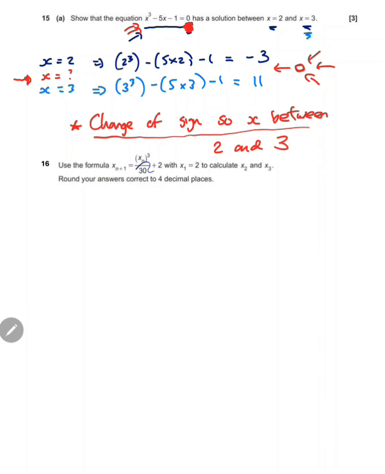Question 16, some more iteration to do, but this is actually going on to do the iteration, not just showing a solution exists. What we've got is these horrible formulas, but they're just showing you that the next thing that you're interested in is based on the current thing. That's all it's saying. Ignore those little ends if you don't like them. It's saying next thing is based on current thing. And my current thing is 2.